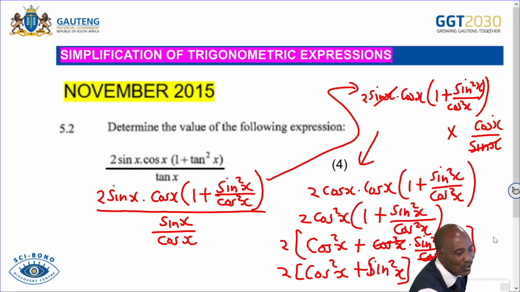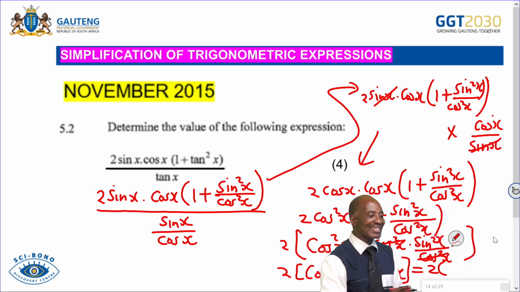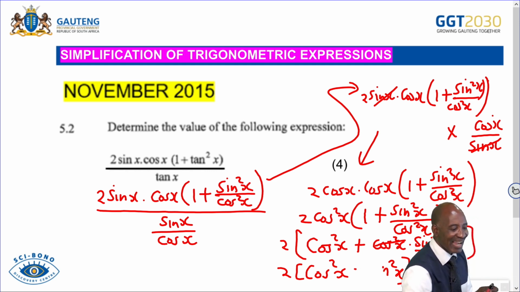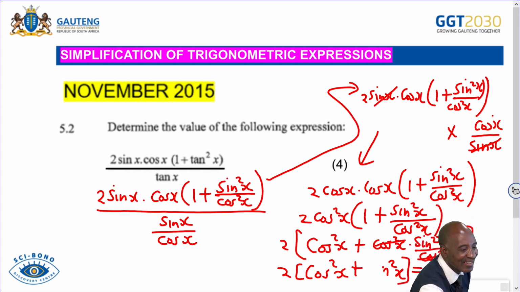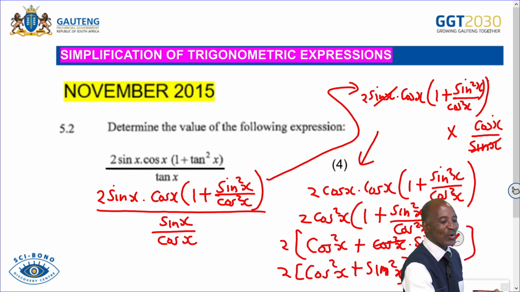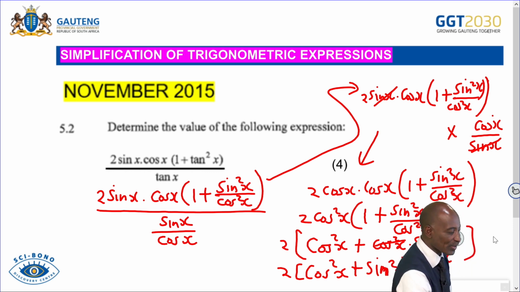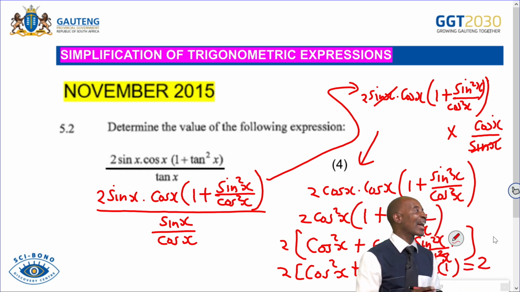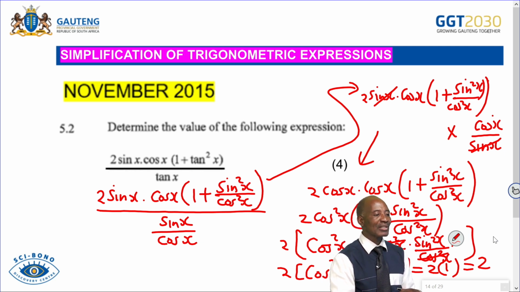x, then I close. But you will remember, this is a square identity. Cos squared x plus sine squared x is always equals to 1. So this is our 1. We replace and put 1. Then our final answer is a numerical value 2.